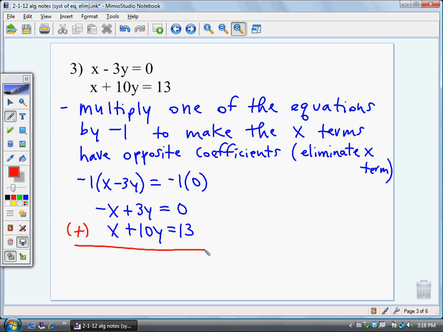This time the x's are gone. We get 13y is equal to 13. Therefore, y is equal to 1. Once you know that y is equal to 1, we'll then go and find out what x is.